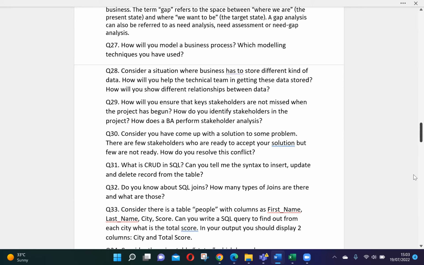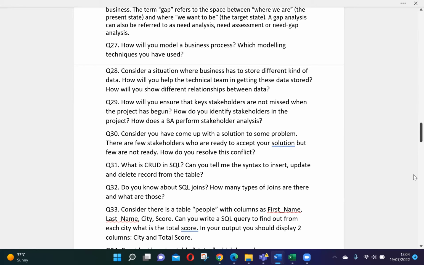Then you try to understand the power and interest of that stakeholder in the project, and you try to understand their background, their role, their expertise, how they are related to this project. And at last you create a RACI matrix. This is the stakeholder analysis step. Yeah, that makes sense.